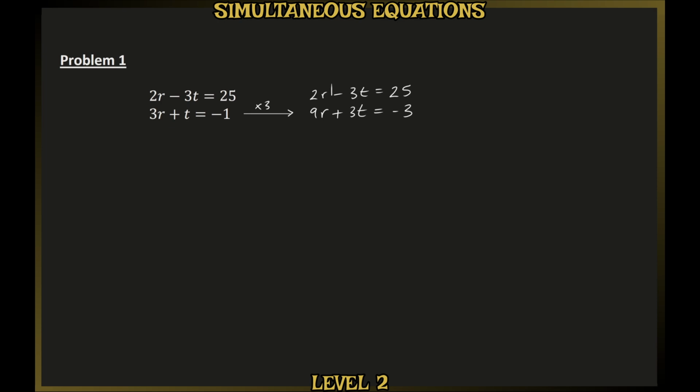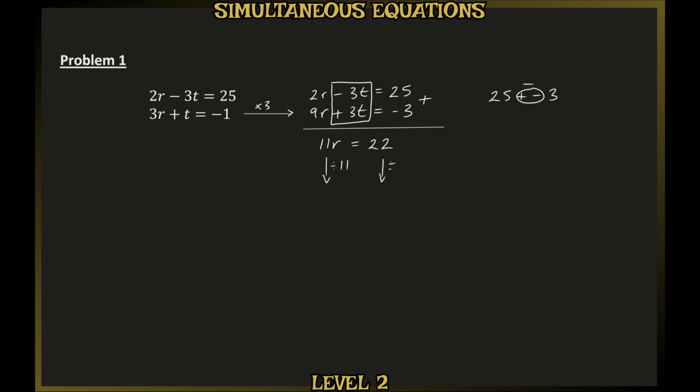Now that we've made the number in front of the t's the same, we can see that they have opposite signs. And this means that to eliminate them, we need to add them together, because minus 3t plus 3t gives us 0. If we add together both equations, starting with the r's, we have 2r plus 9r is 11r. The minus 3t and the plus 3t become 0, and 25 plus minus 3 becomes 22. And this is because a plus and a minus are equivalent to having a minus there, so 25 minus 3 is 22.